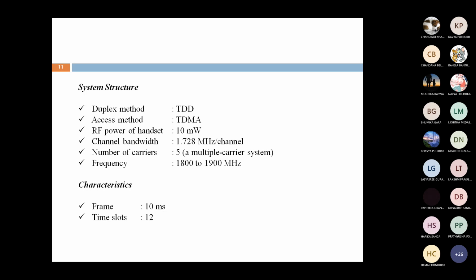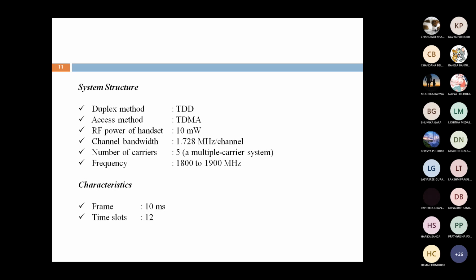In your home, it is connected to one wireless adapter. The system structure of DECT: the duplex method is TDD, the access method is TDMA, and the RF power of the handset is 10 milliwatts. The channel width is 1.7 to 8 megahertz per channel, the number of carriers is 5, and the frequency is between 1800 and 1900 megahertz.